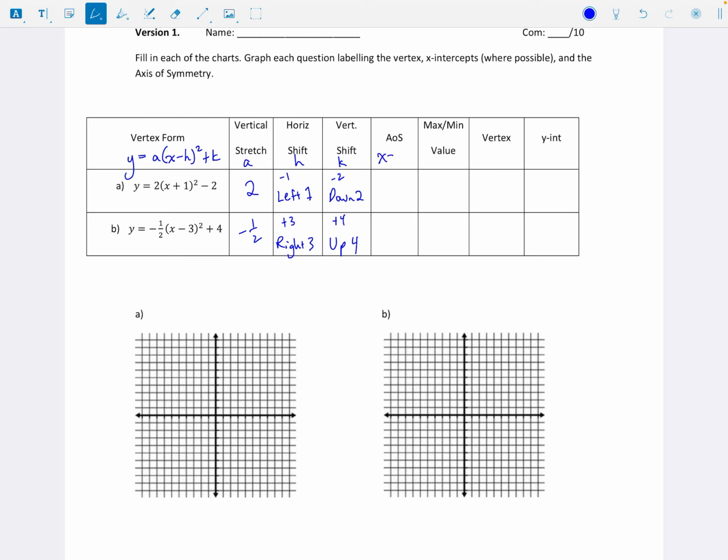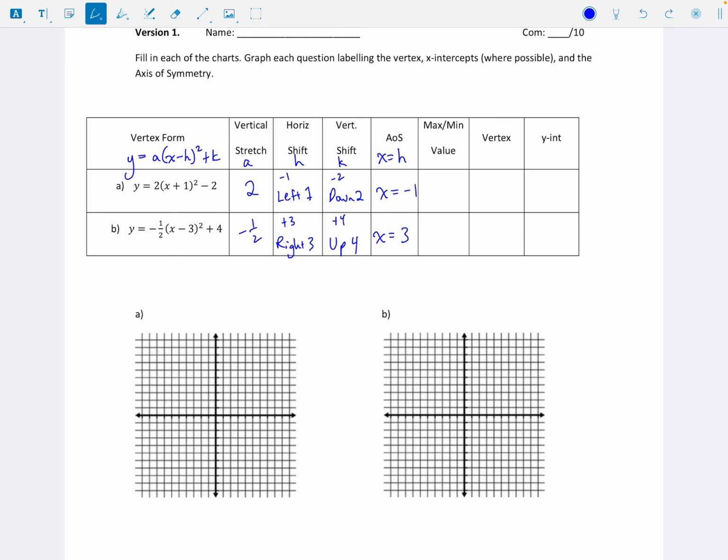The axis of symmetry is always the h value. So notice here the h value was -1. Okay, again, it's the opposite of this, but it's the same as the h value that we stated before. Here it's x equals 3, the opposite of this, but the same as the h value we just stated earlier.